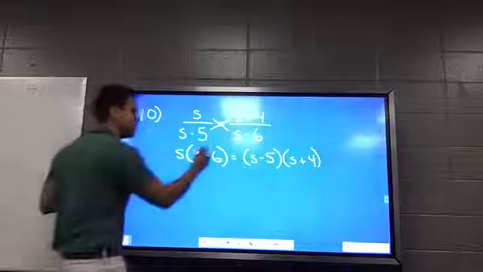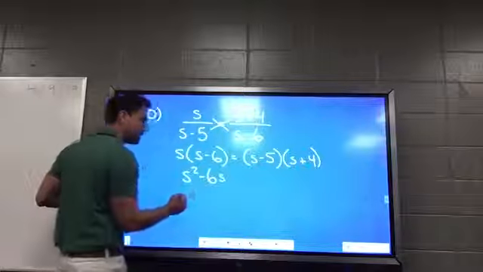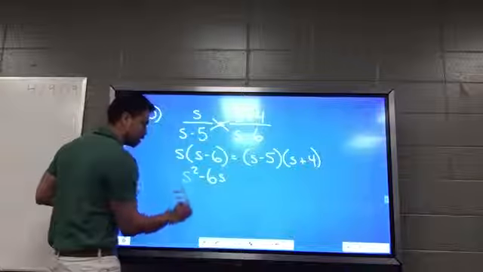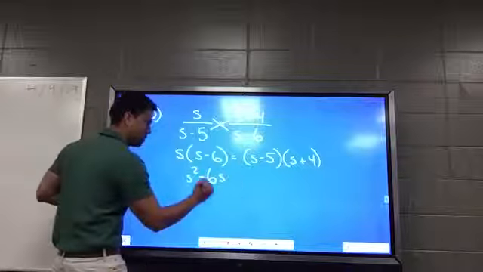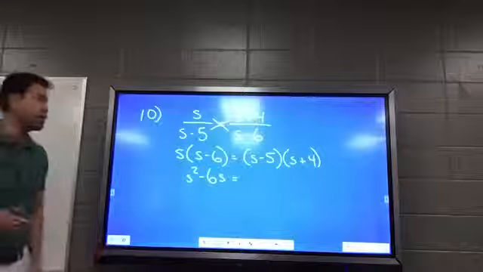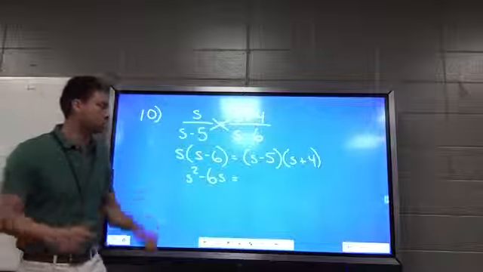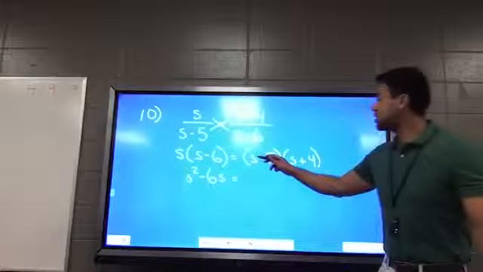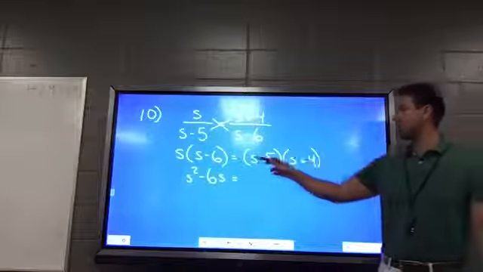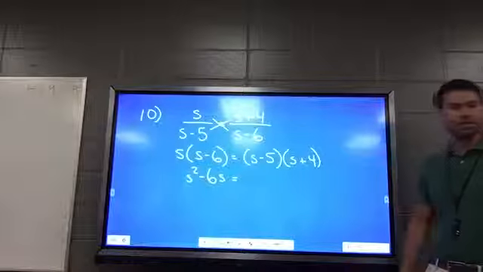Okay, so what do you get here? s squared minus 6s. You can verify that. You can check it, Jensen. If you put it in there, if it works, it's good. We have to do FOIL? Yeah, you have to do FOIL right here. Remember, two binomials multiplied together get you a FOILed product.